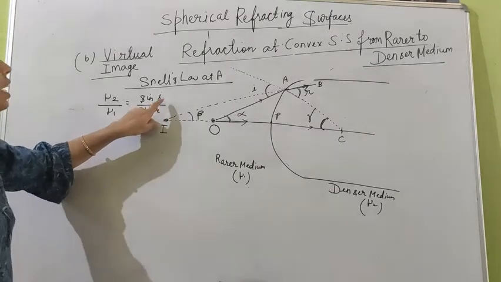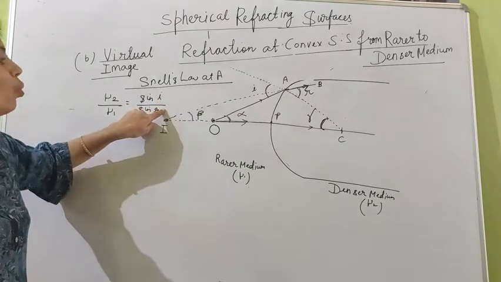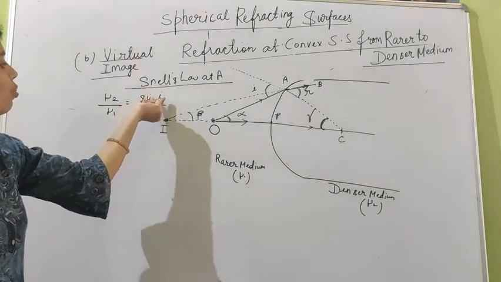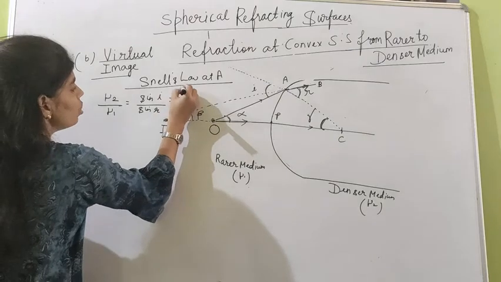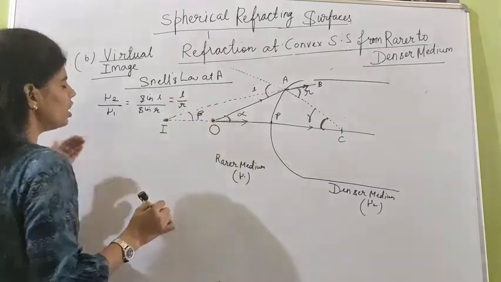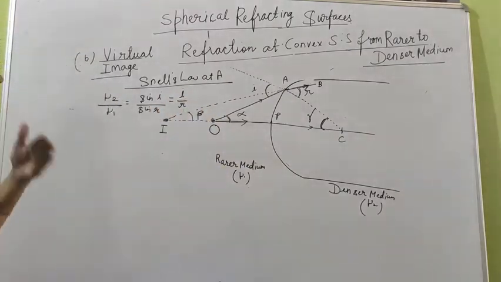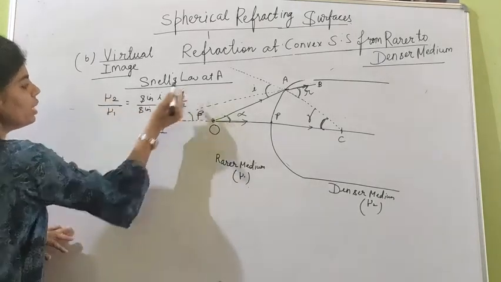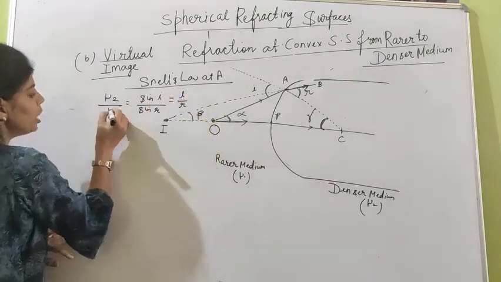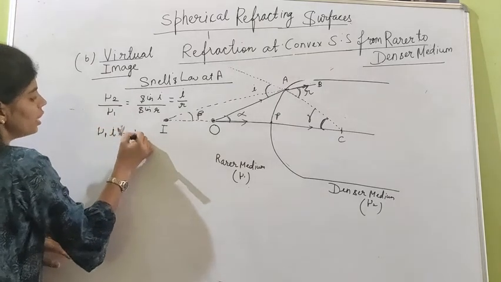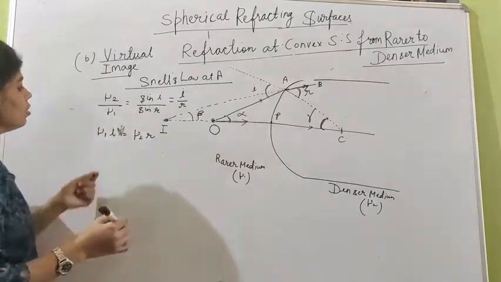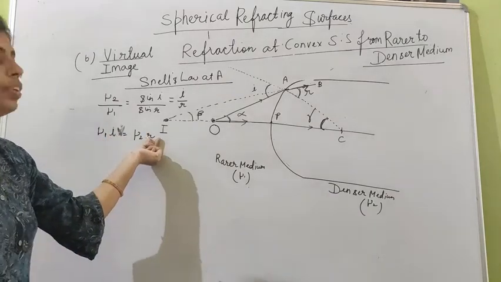When angle I and angle R are very small, we replace sine of I and sine of R simply by I and R. Cross multiplying, we can write mu1 I is equal to mu2 R. Simply, angle I and angle R we have to find.